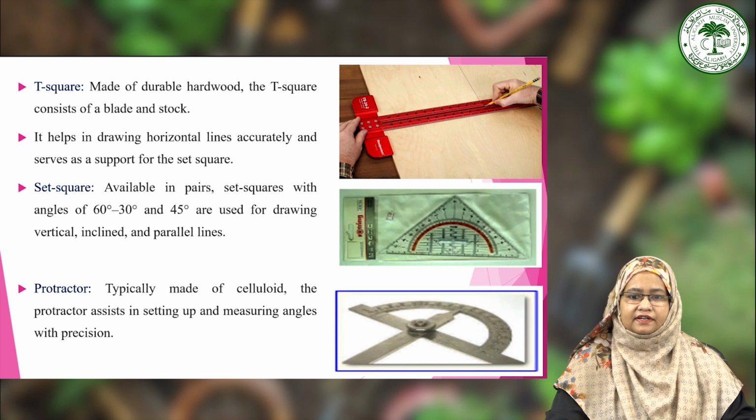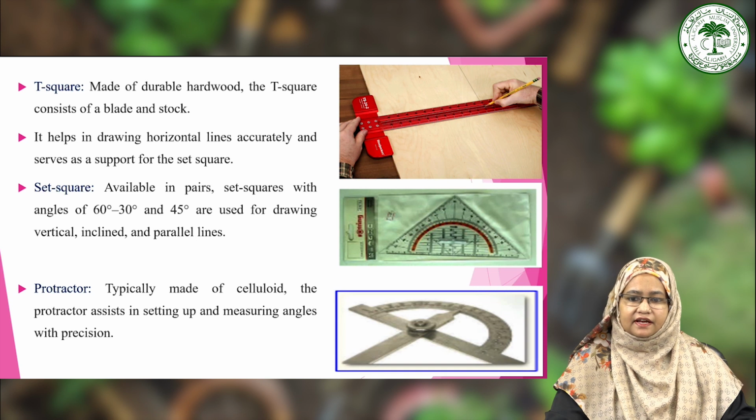Next, in our arsenal are the set squares, typically found in pairs. One boasts angles of 60 and 30 degrees, while its counterpart boasts a 45-degree angle. These dynamic duos are our allies in drawing vertical, inclined, and parallel lines, as well as in setting combinations of angles in neat multiples of 15.